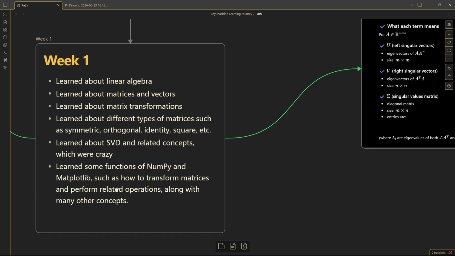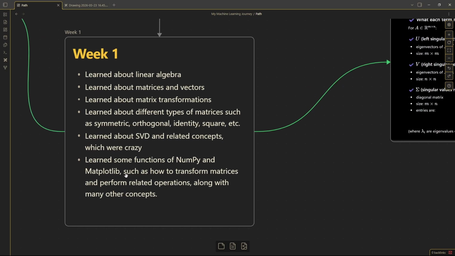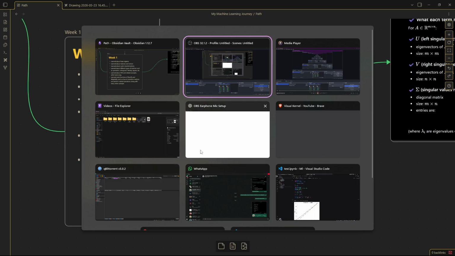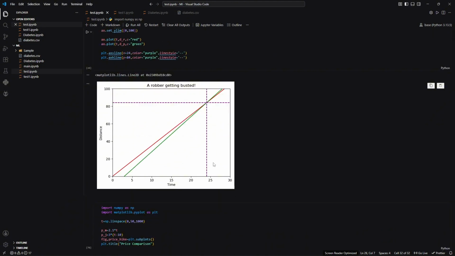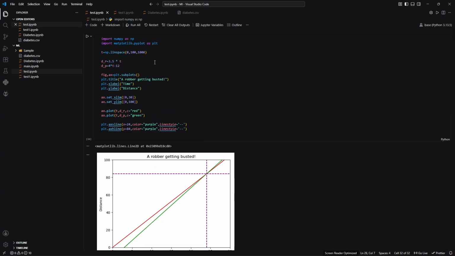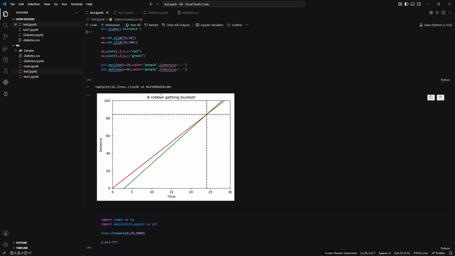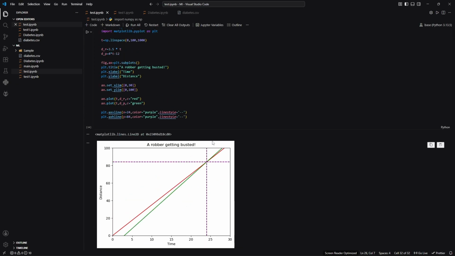Now moving on to the functions of numpy and matplotlib, there are some interesting things that I learned. For example, here is how to import a library, and what the linspace means. This is very important in order to plot a graph using the matplotlib library. So these are the plots that I did with some data, with some equations, like dr and dp.